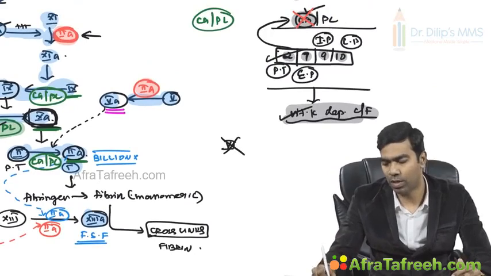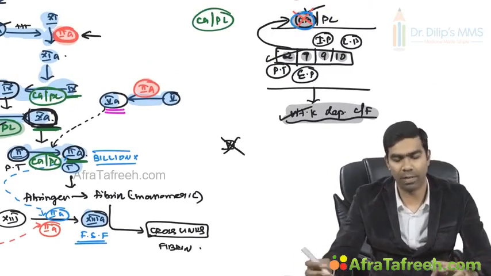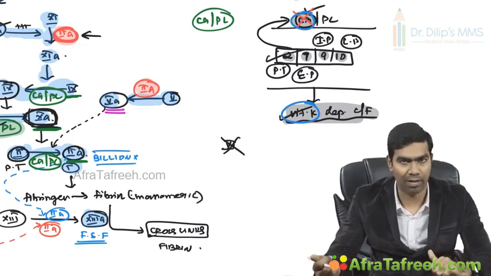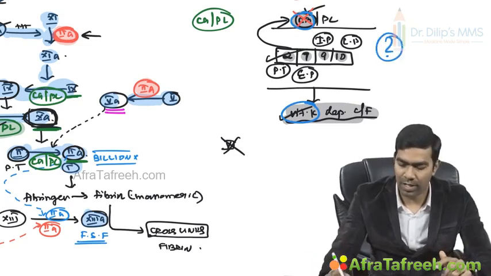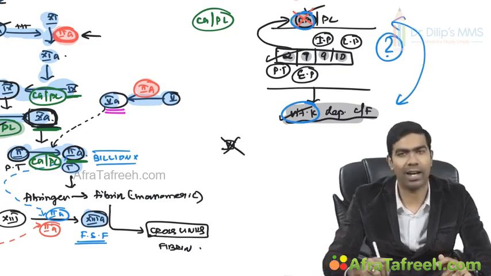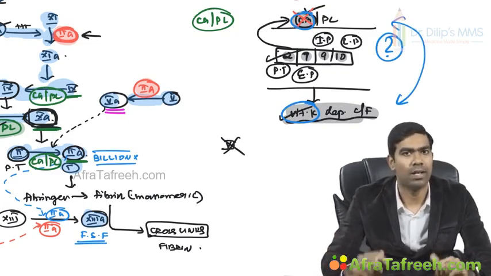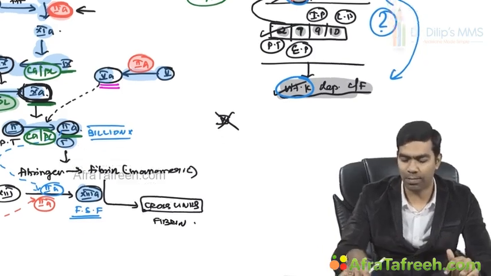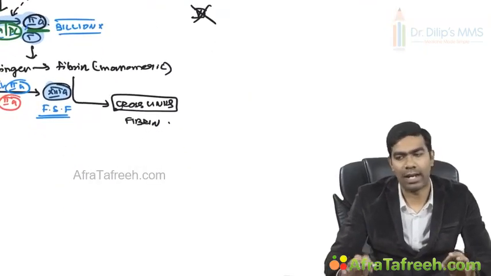Now you can ask me one question, sir. You told us they are calcium dependent in the periphery and vitamin K dependent in the liver. But what is the relationship? Is there anything that connects this calcium and vitamin K? Yes, there is. That is why it is important to understand. So what is the connecting thing between the calcium and the vitamin K?